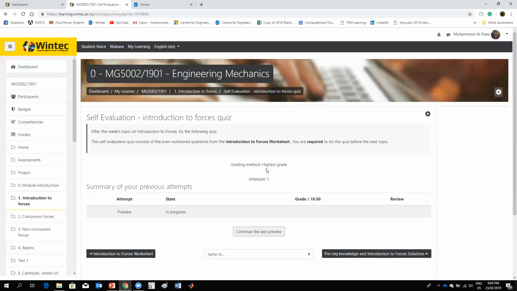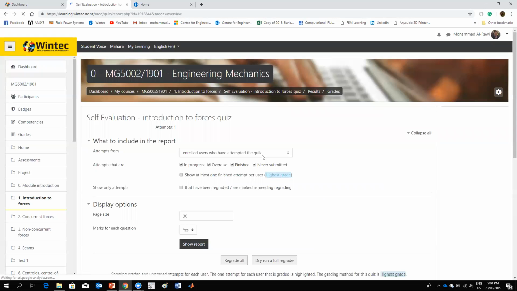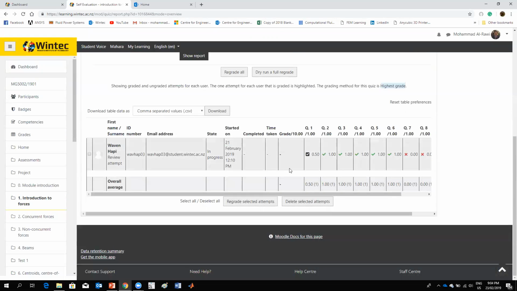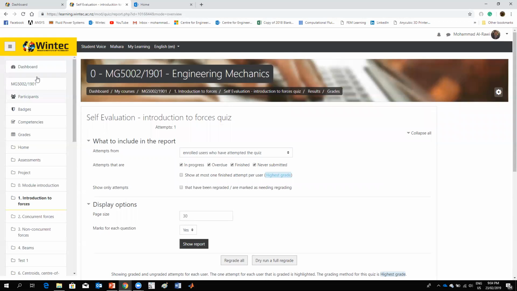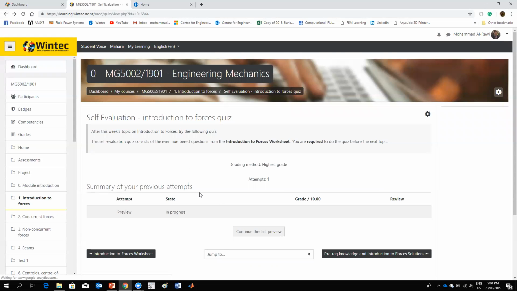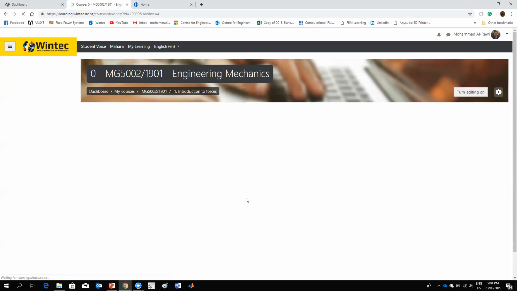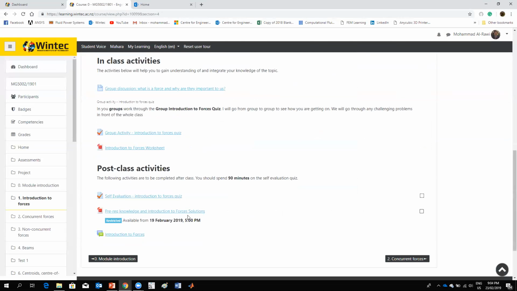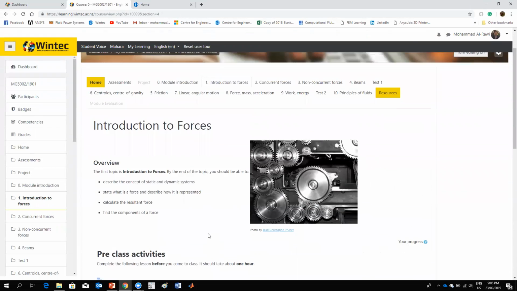And then there are the post-class activities, the self-evaluation, Introduction to Forces. There is a quiz you need to attempt, and there are heaps of questions, and we show the attempts for these quizzes. When you take the quiz, I can see who is trying it, and I can see a couple of students who have tried the quiz. So that summarizes the topic of Introduction to Force.